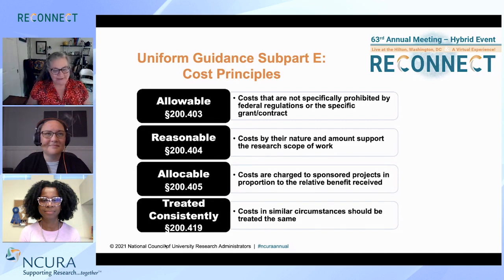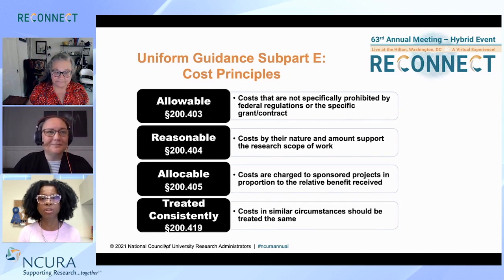Now we're going to go into reasonable. Reasonable, the second one listed there in section 404, means that the costs by their nature and amount support the research scope of work. It also talks about the prudent person test, meaning, are the costs based upon a decision that under the same circumstances another person would make in that same situation, so that those costs can be consistent, and we can directly attribute those to the project and that they fall under all of our regular rules for expenditures.